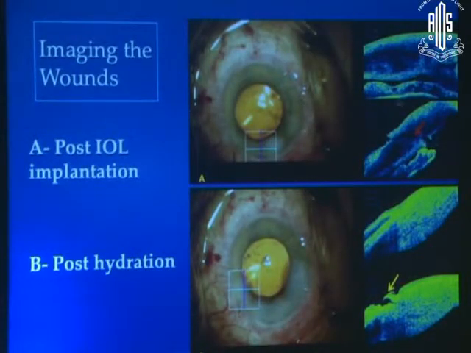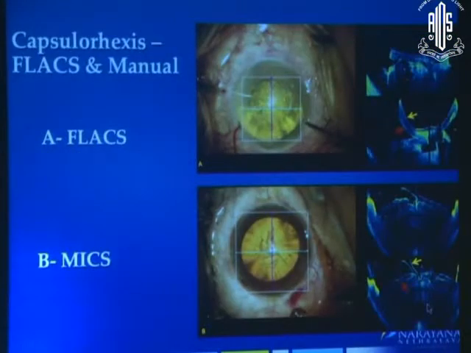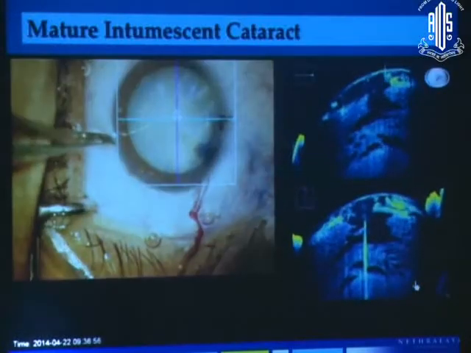Here this is post IOL implantation. You can see that the wound is still not completely closed, whereas post hydration the wound is closed and opposed. For capsulorhexis, as we all know, during femtolaser assisted surgery part of the anterior cortex is also included while doing the rhexis, whereas during regular MICS just the capsule is lifted up, as you see here.